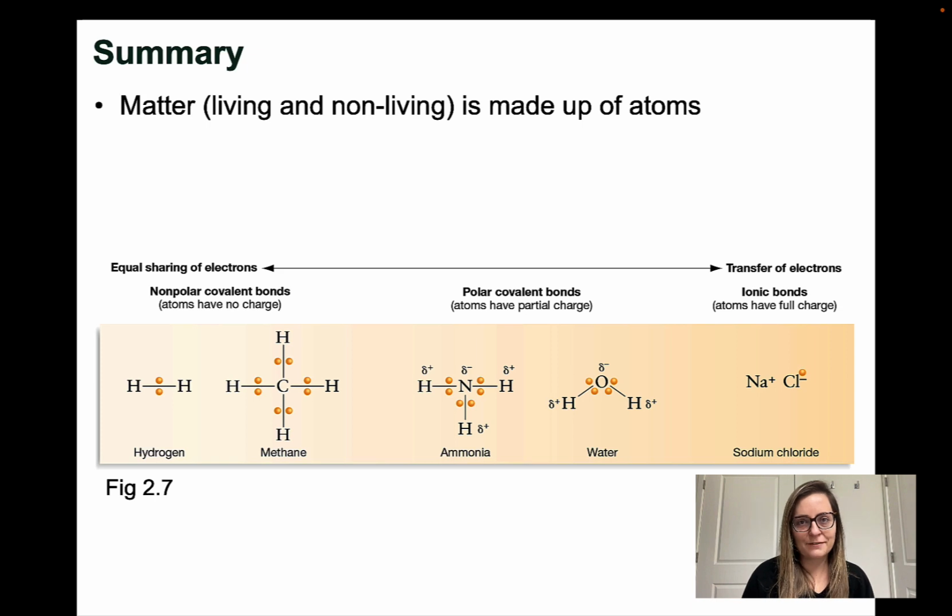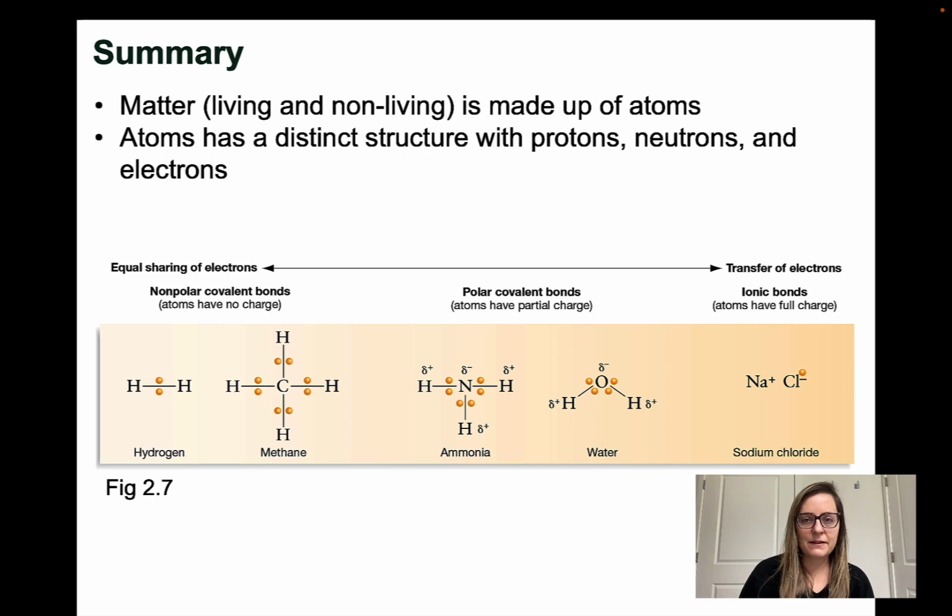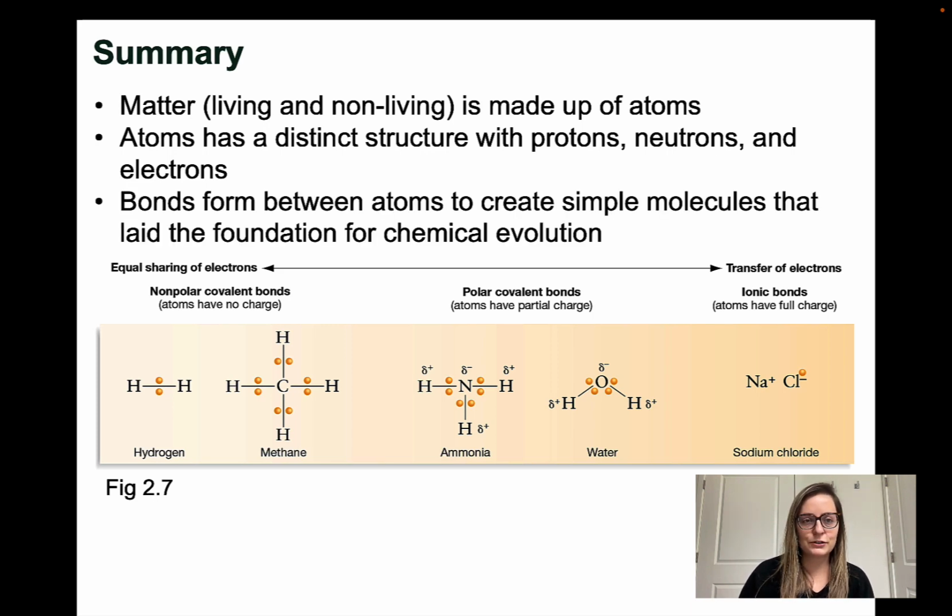So to summarize what I've told you, matter, both living and non-living, is made up of atoms. The atoms have a distinct structure with protons, neutrons, and electrons, and bonds form between atoms to create simple molecules that laid the foundation for chemical evolution. The bonds that we talked about are a continuum. So we have non-polar covalent bonds that share electrons equally. We have polar covalent that share electrons unequally, and then we have ionic bonds in which ions, having donated or picked up electrons, form a chemical bond between each other.